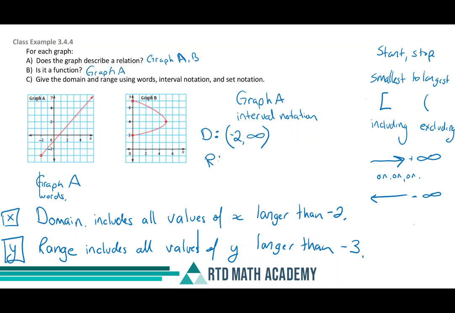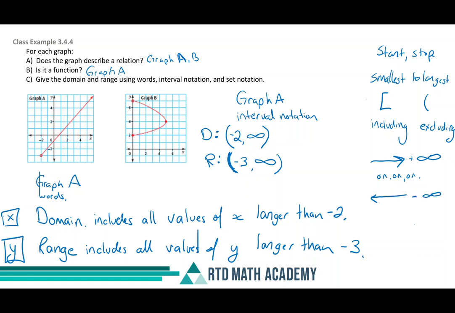For our range, we're going to start at the smallest number. We already did this in words. That's -3. I see it's an open dot, so I have a round bracket, and it's going to keep going on and on forever. So for my domain and range in interval notation, I go from -2 to positive infinity, not inclusive. And for my range, I go from -3 up to positive infinity, not inclusive.